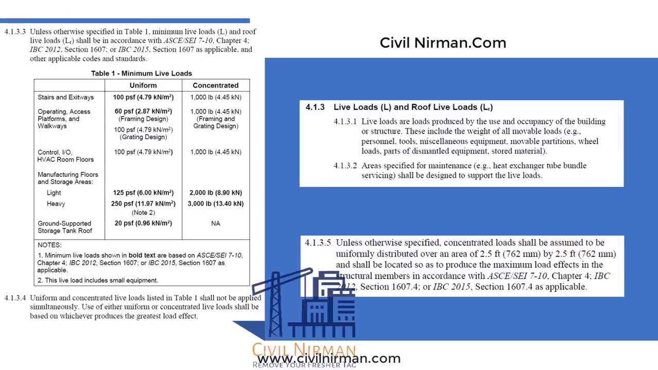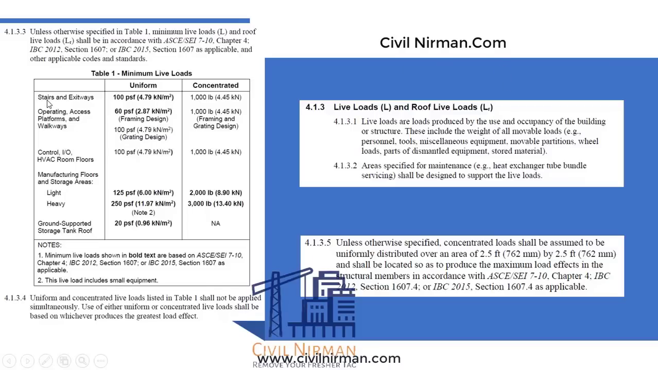Now let's talk about the live load case. Live loads are loads produced by the use and occupancy of a building or structure. These include the weight of all the movable loads like man movement, tools, miscellaneous equipment and movable partitions. Areas specific to maintenance like heat exchanger tube bundle servicing shall also be designed in this live load case. Generally in stairs and exit ways, we consider an area load of 5 kN per meter square. In the same way, for operating platforms, a load of 5 kN per meter square is considered in the design.